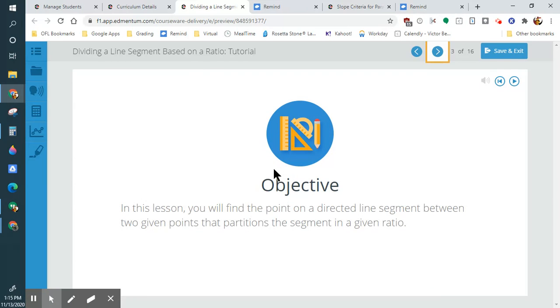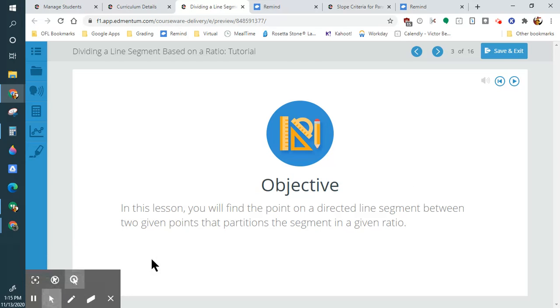So our goal in this lesson will be we need to find the point on a directed segment. So basically, by directed line segment, it means, like, line segments are something we've done before. Just a little line that has a starting and stopping point. Directed means a specific line segment between 2 points and their partition. So basically, it's saying we have these 2 points and there's another point kind of cutting it into another piece. That's what this objective means.